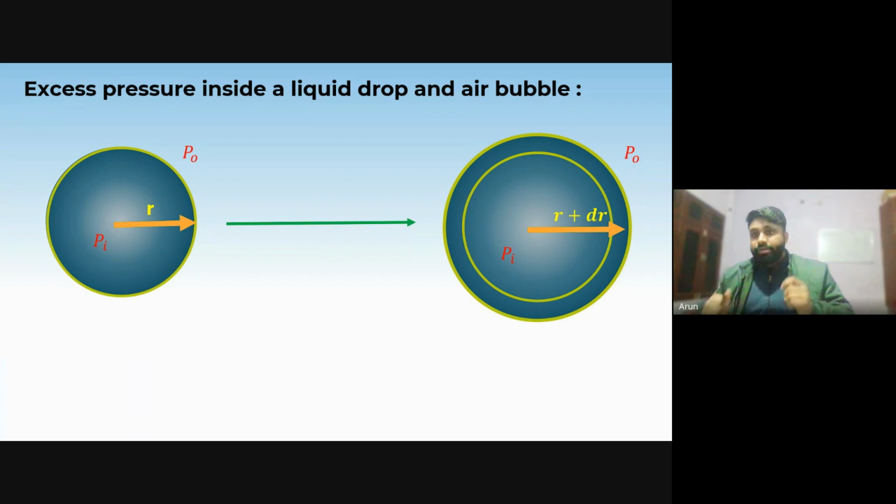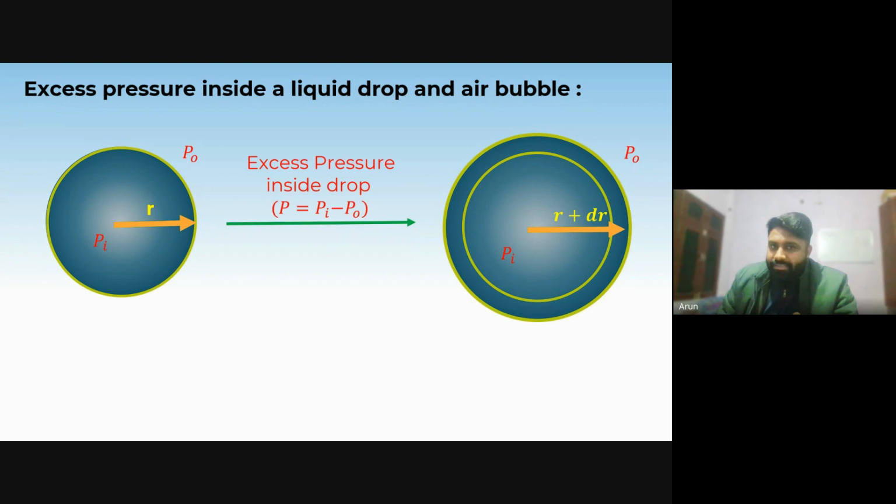What we are doing is increasing the volume of it. If the radius increases, the volume also increases. The bubble becomes bigger in size, so the volume is increasing, and we know that work done is nothing but P delta V.